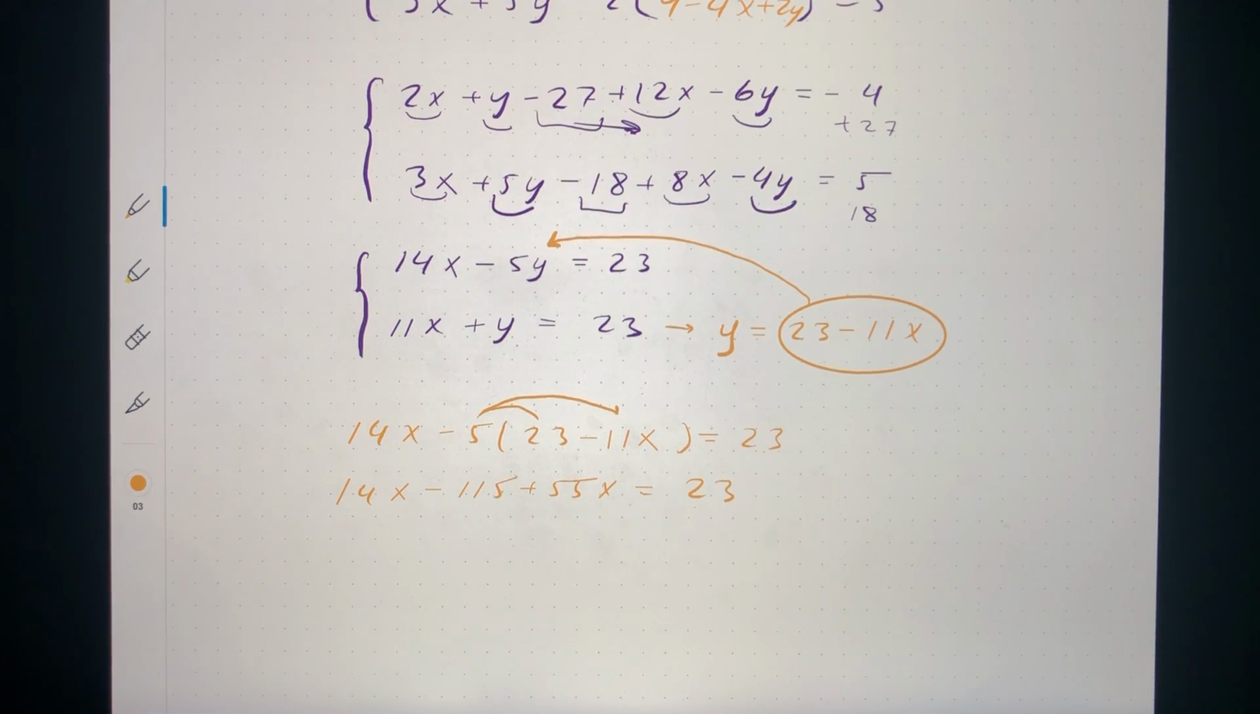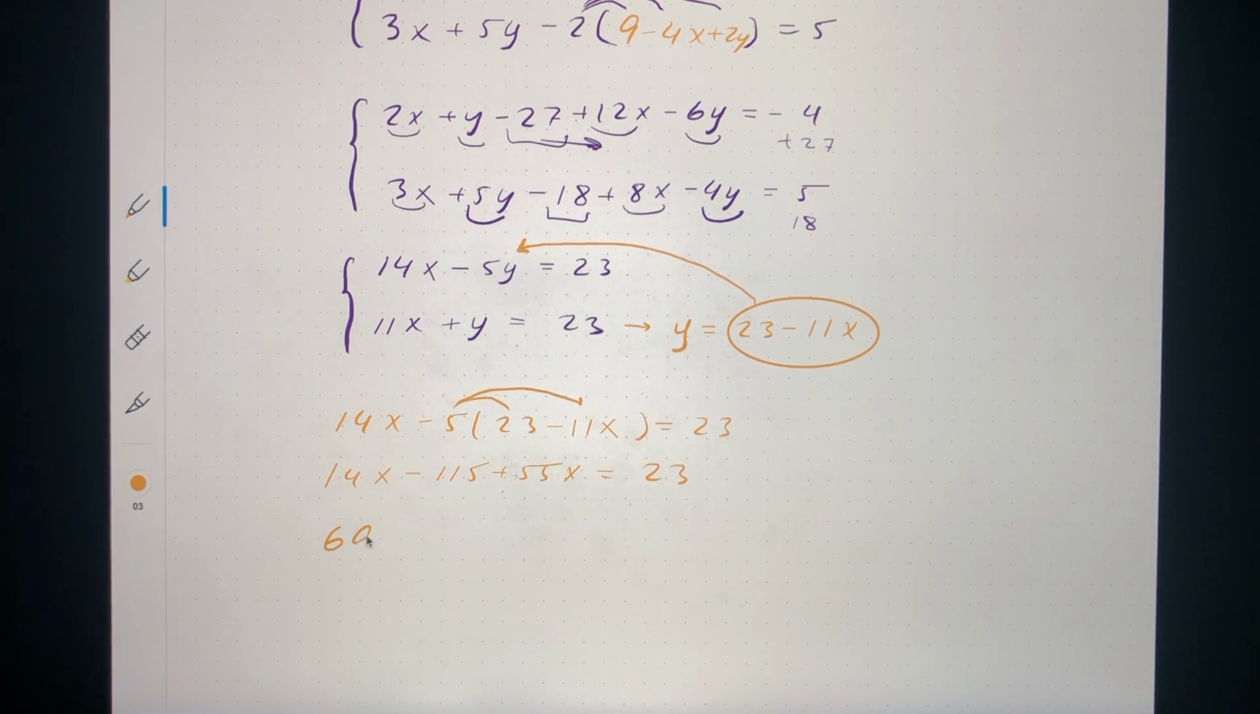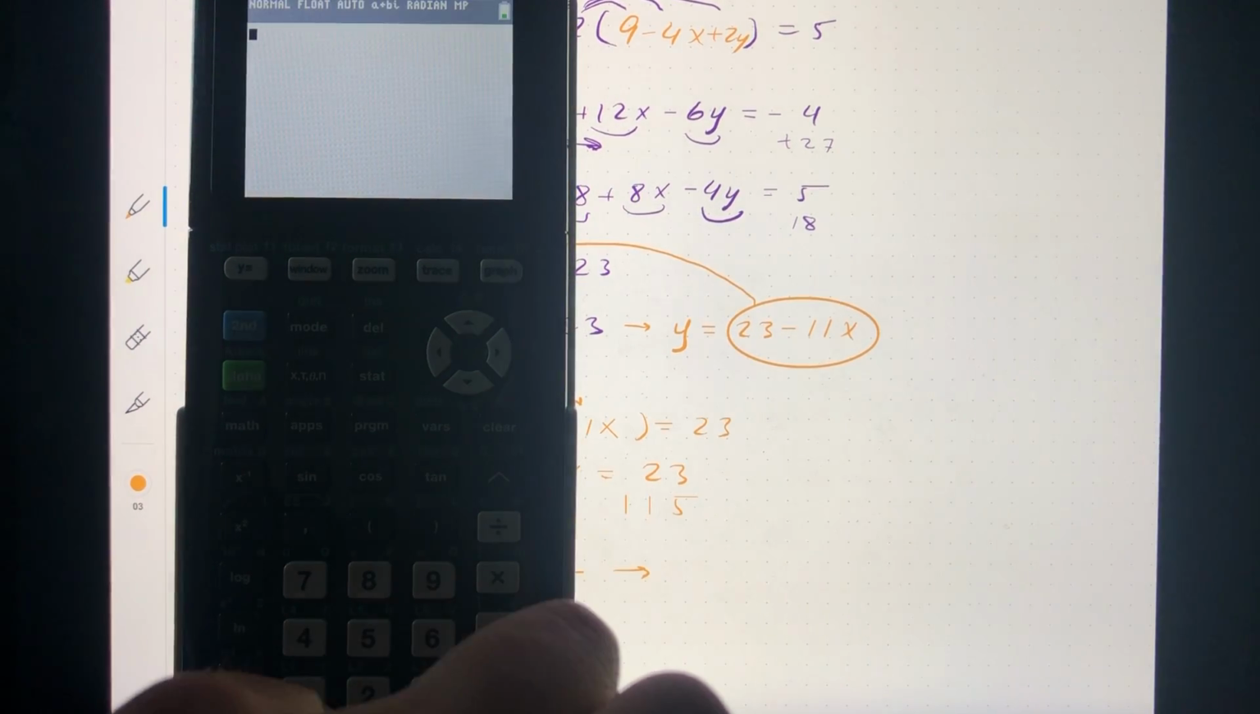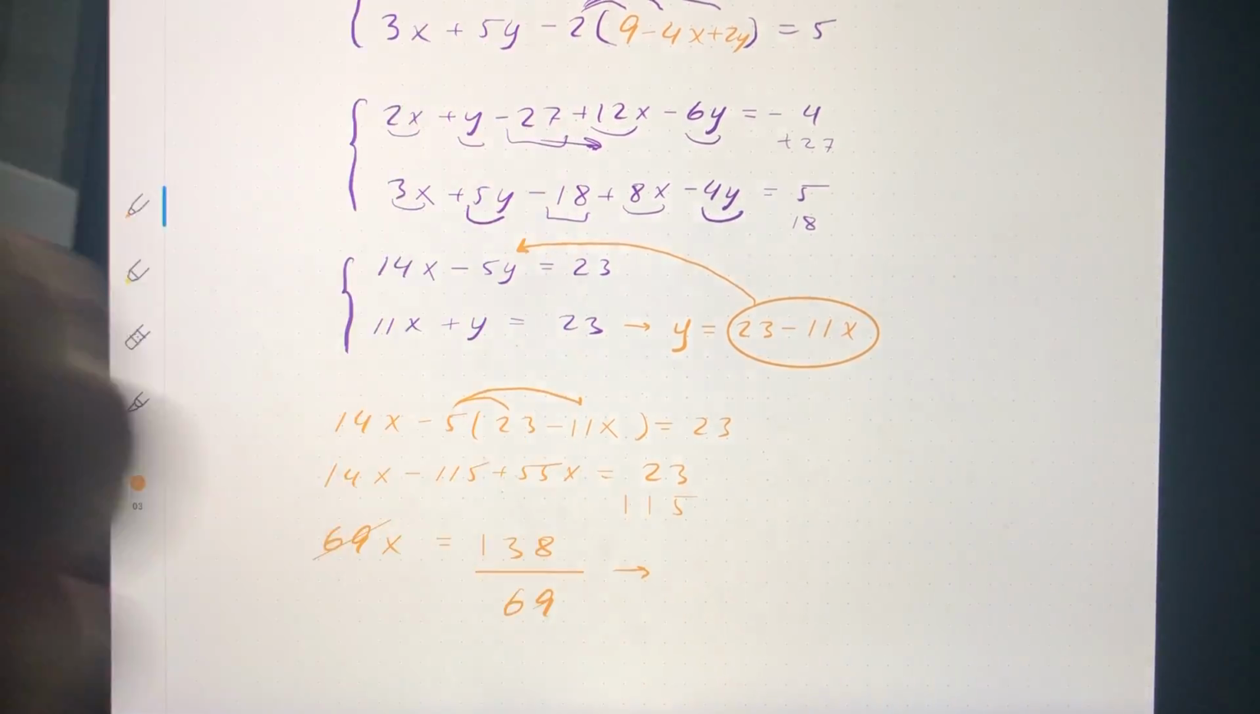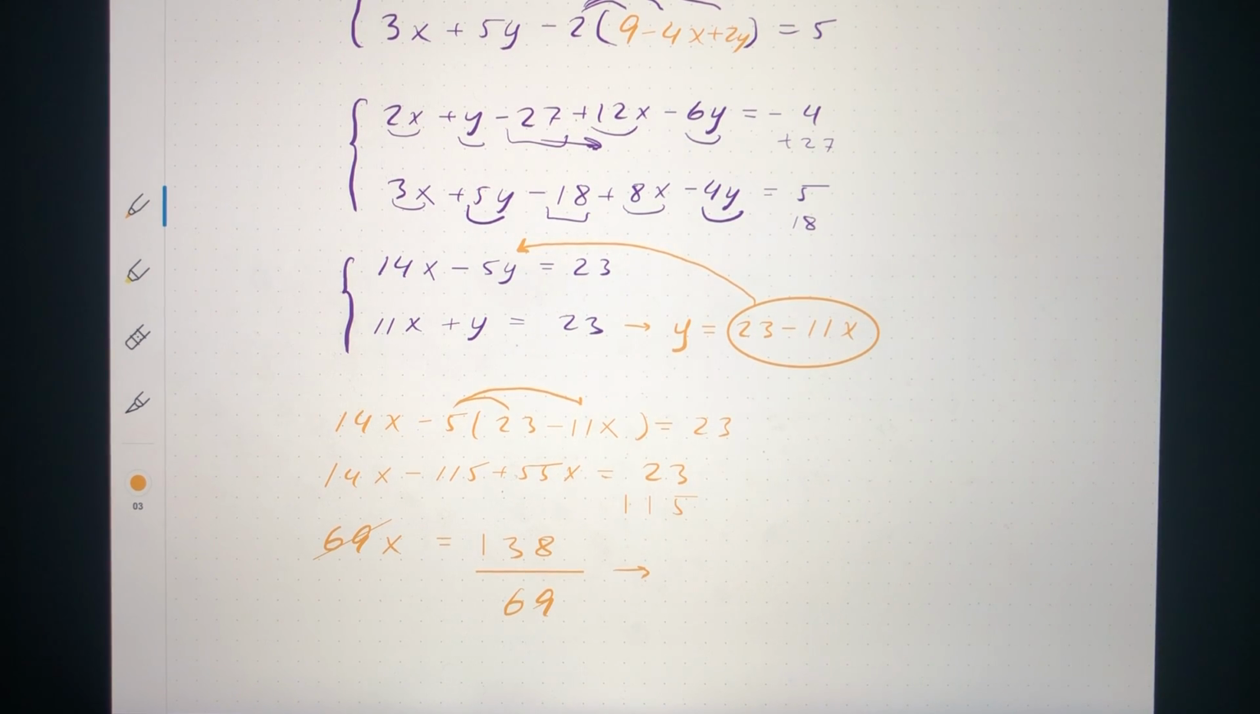Now 14x and 55x is 69x, and if we add 115 to both sides, 23 plus 115 is 138, and to get x by itself we divide both sides by 69, and 138 divided by 69 is 2. So the x is 2. And that's our first coordinate.